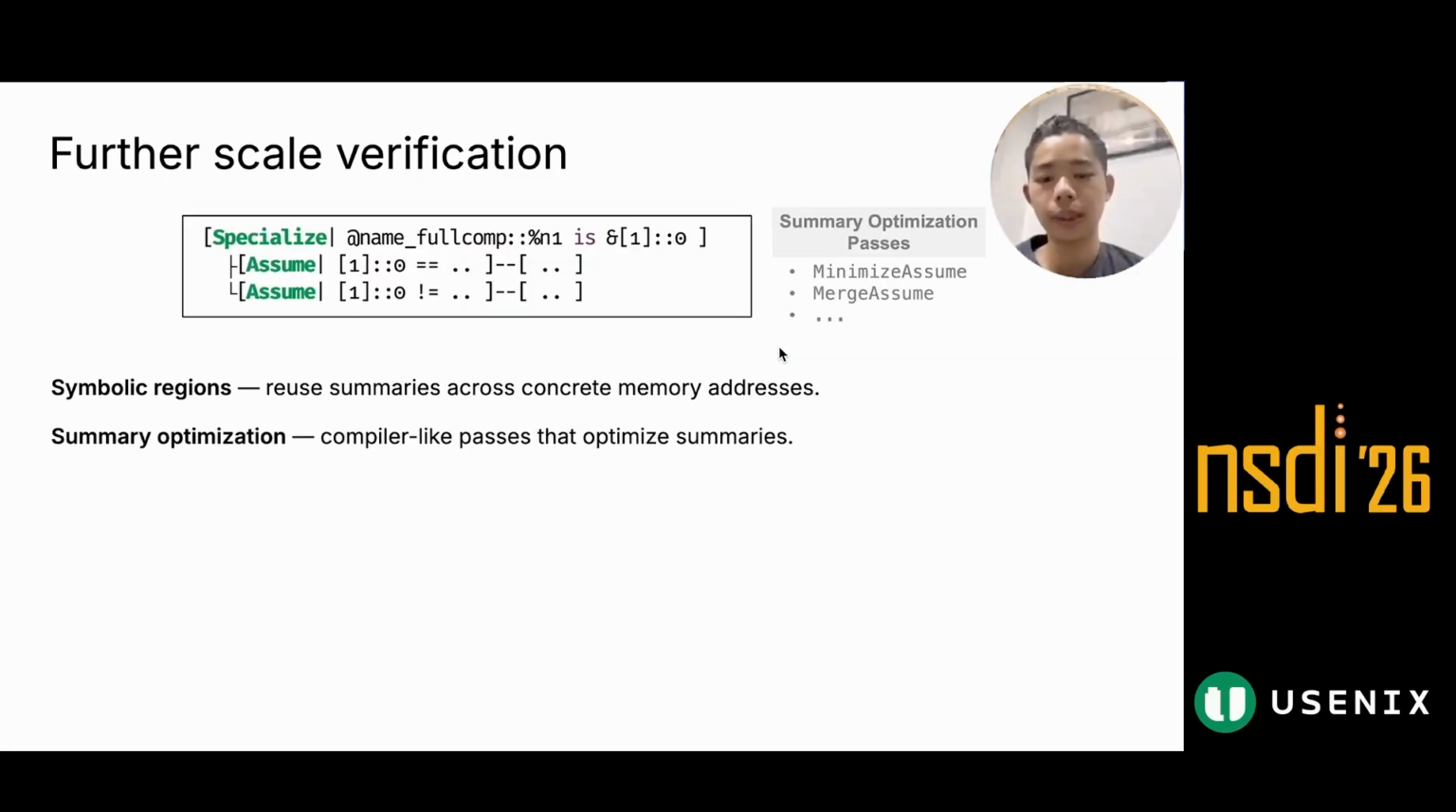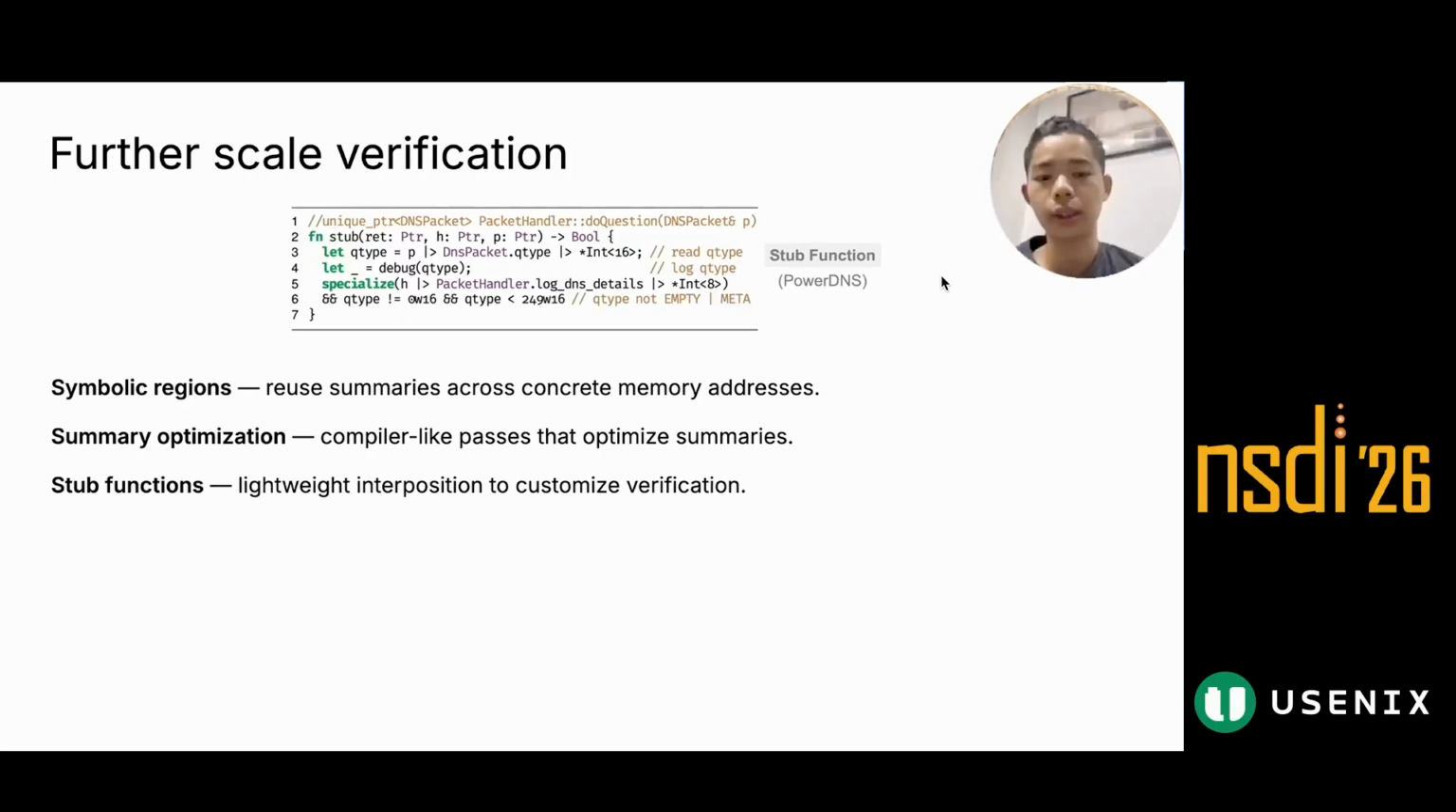Second, summary optimization. We design and run passes that remove redundant constraints and merge identical branches, similar to compiler passes, but for summaries. These greatly improve verification performance. And third, stub functions. We provide a lightweight interposition mechanism where users can hint invariants or force state splitting.